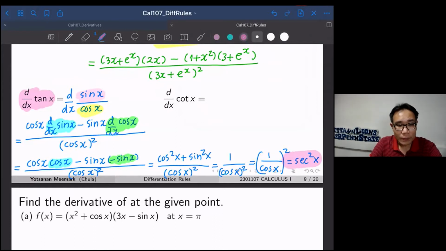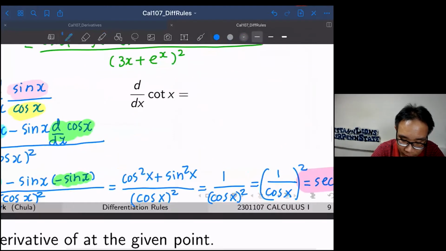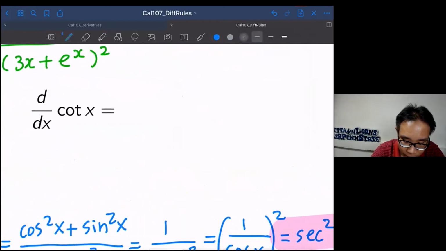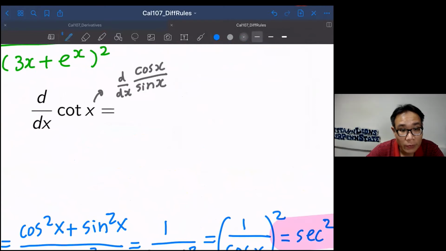Okay, the last one you asked to differentiate cot x. It's going to be the same thing. Let me enlarge this one, I need more space. So this becomes d/dx of cos x over sine x instead, and you put this in terms of the quotient rule.